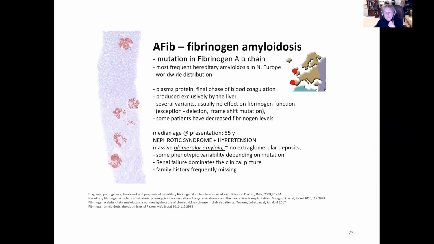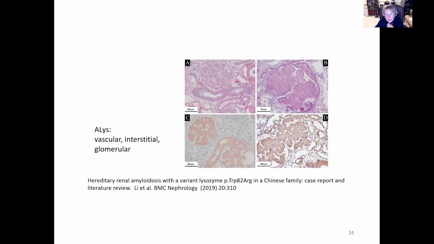Amyloid derived from fibrinogen is more seen in Europe, in the UK, Portugal. It has a very characteristic pathology. It tends to affect the glomeruli preferentially, so the patients present with the nephrotic syndrome and hypertension. And the family history is frequently missing. So again, the same word of caution that we need to make sure that the diagnosis is based on solid data. And finally, a real zebra.